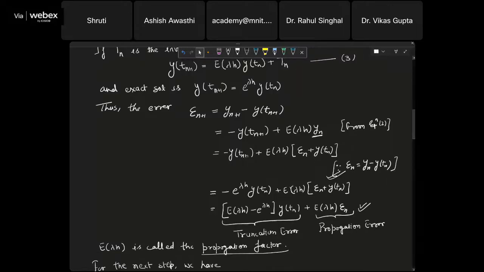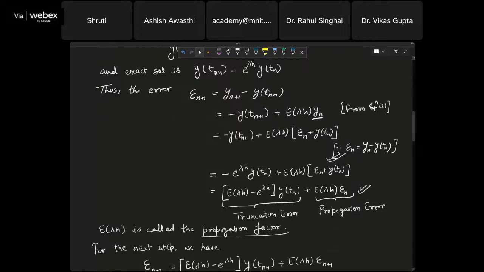Okay, so at this step we see that it is the sum of two terms. The first term is giving us the truncation error involved at the point tn. Okay, but the second term is nothing but the propagation error. So this is the truncation error, the first term, and the second term is giving us the propagation error, due to the previous step.